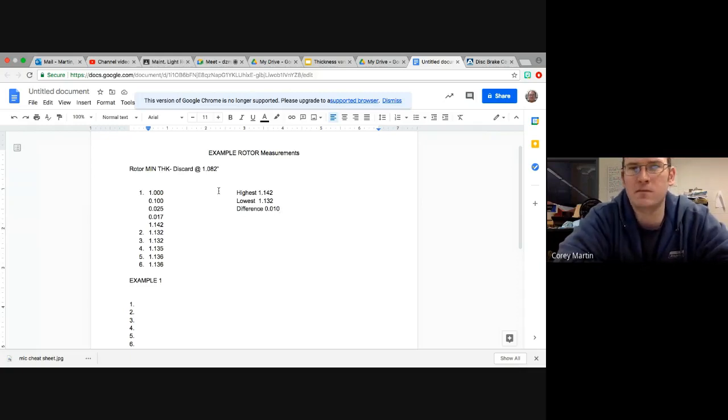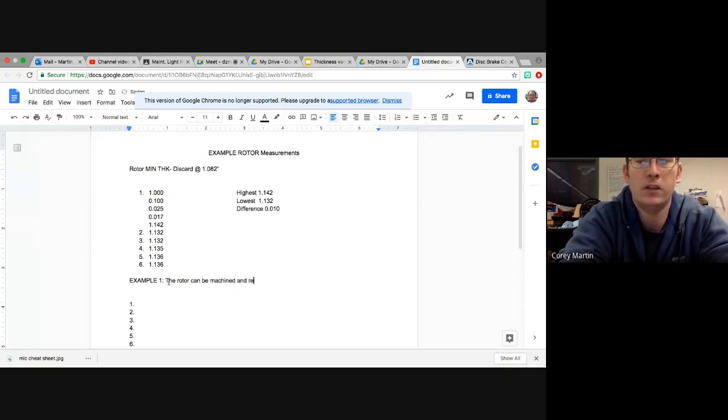So if we did a fast cut and we removed 10 thousandths, then that would be the rough cut on the rotor. Then we would have to do a slow cut to clean it all up and make it smooth again. So what we now have to do is see if we have 10 thousandths of an inch to play with. So we have this 1.132, and then our discard thickness is here. So we definitely have at least 12 thousandths of an inch variance. So in this example, the rotor can be machined and reinstalled because we have enough.